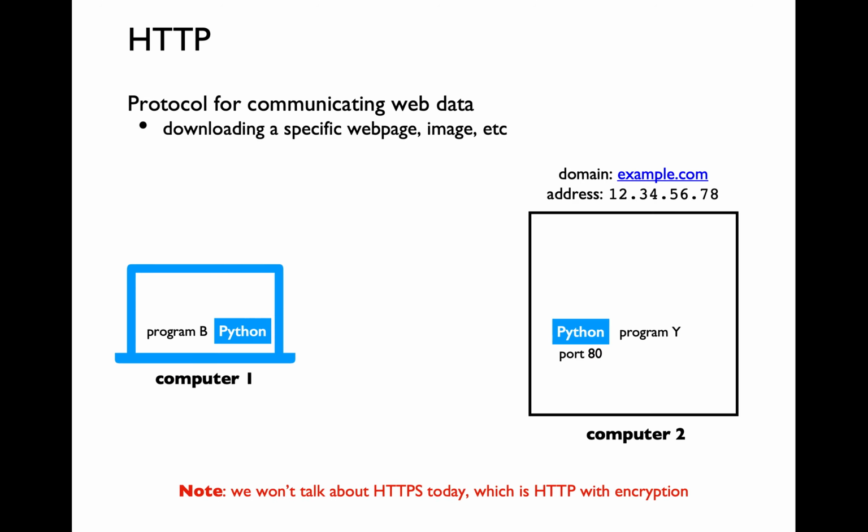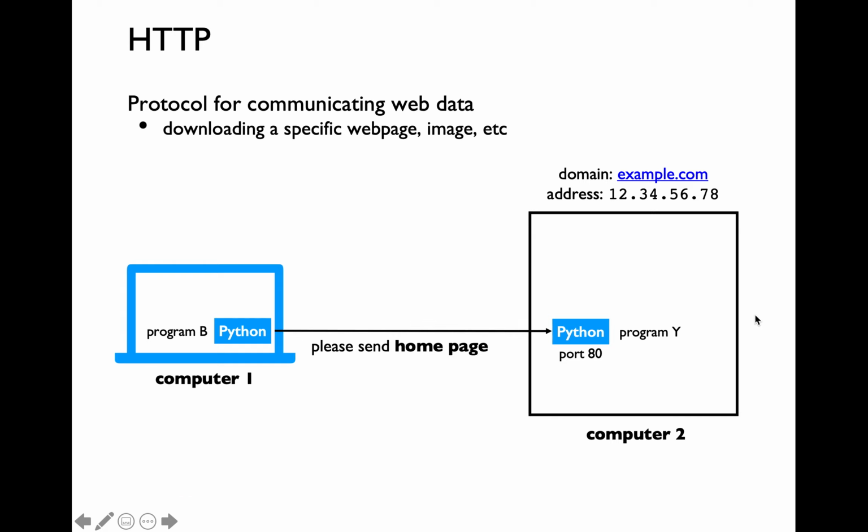HTTP is an example of a protocol. What exactly is a protocol? Protocol is nothing but a set of step-by-step rules for you to follow. The first step within the HTTP protocol will be about sending a request message from the client program or the client computer to the server program or the server computer.